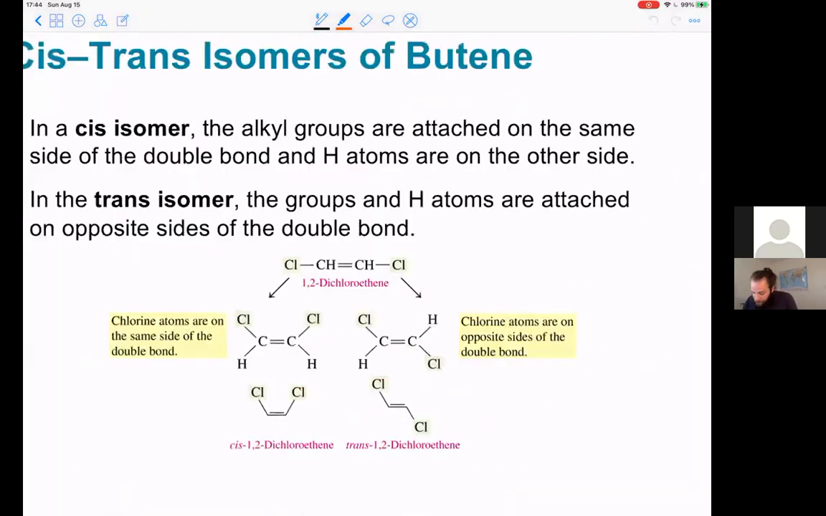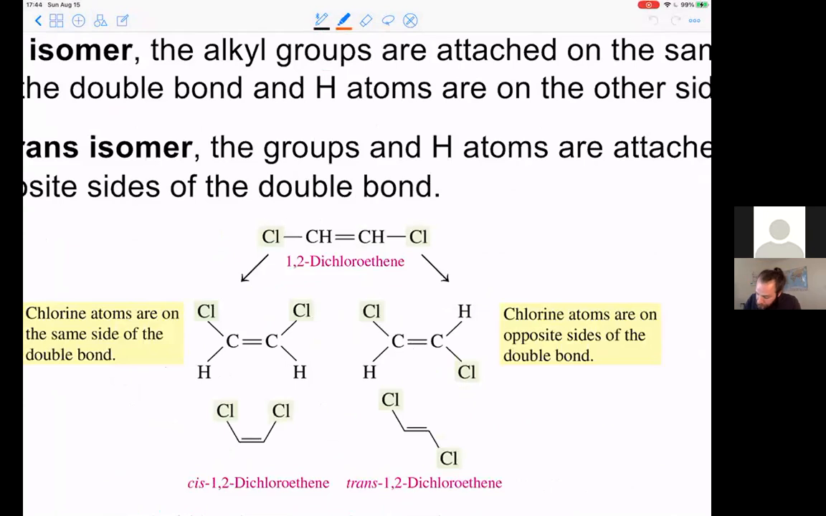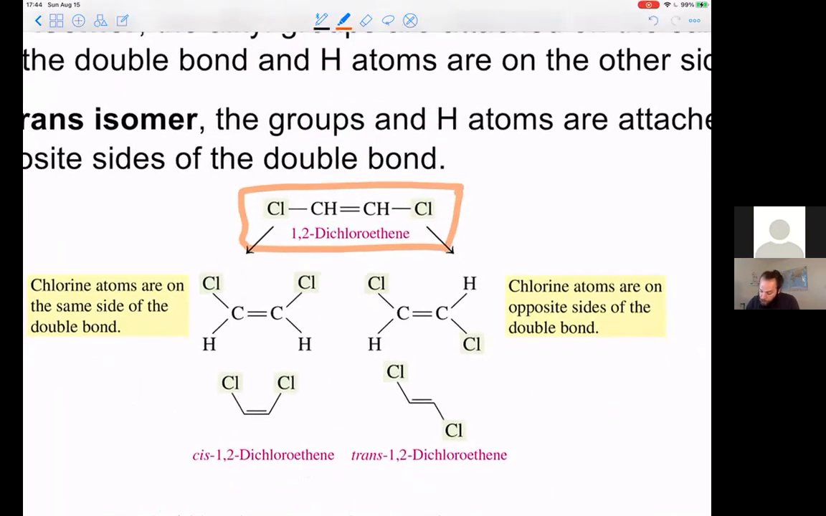So the bottom line is if we took a structure like this of 1,2-dichloroethene, that actually doesn't specify a unique molecule. That specifies one of two different things because of cis-trans isomers. Are the chlorines on the same side, in which case it would be the cis isomer, or are the chlorines on opposite sides, and thus it's the trans isomer?